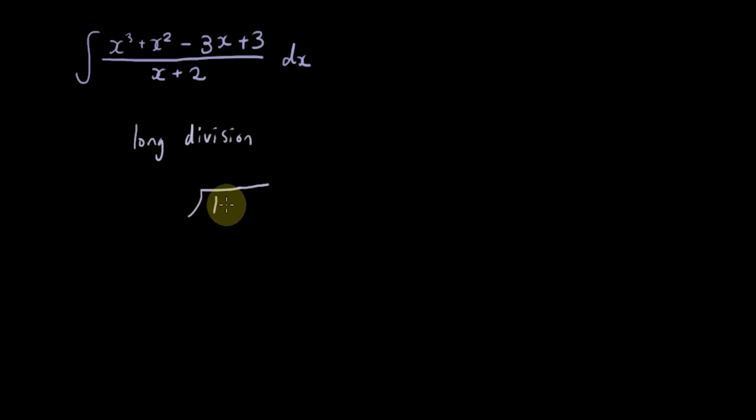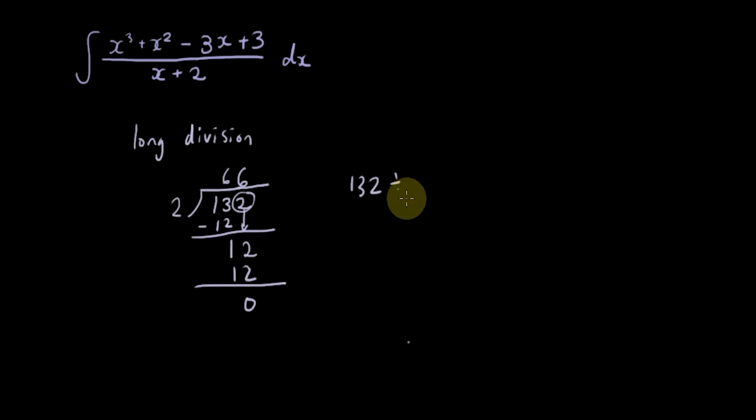Let's say you have 132 divided by 2. So you go 2 times 6 is 12. And then you go 13 minus 12, and then you bring down the remaining digit. So you bring that down, so you've got 12 here. And then you go 2 times 6 is 12. So then the remainder is 0. So 132 divided by 2 equals 66.